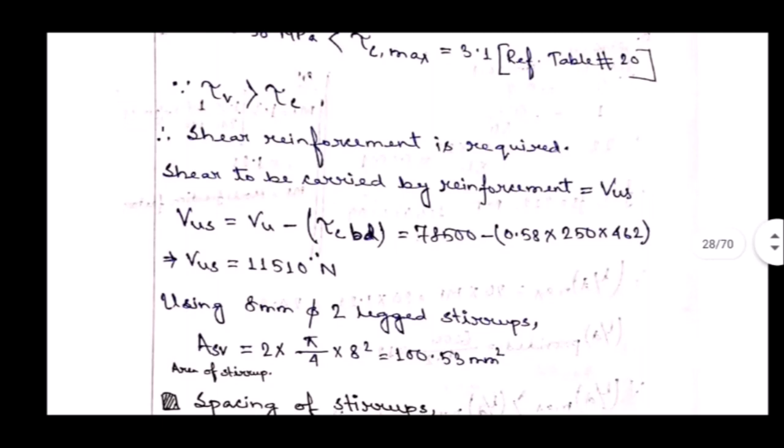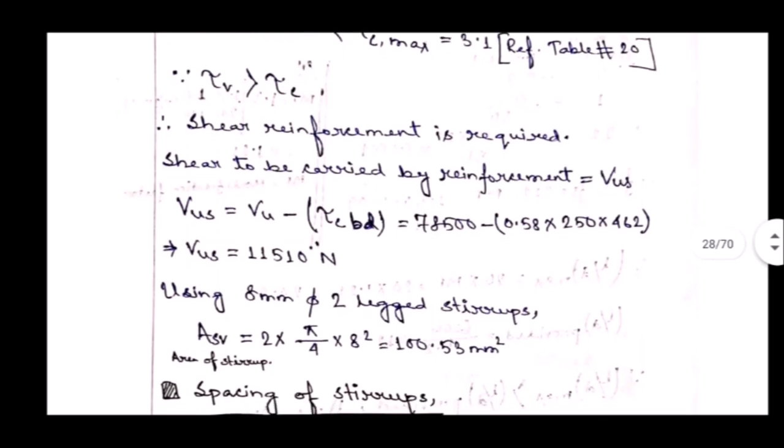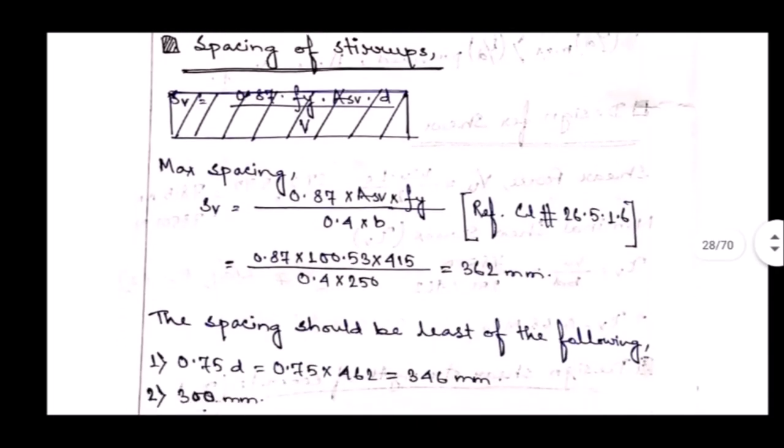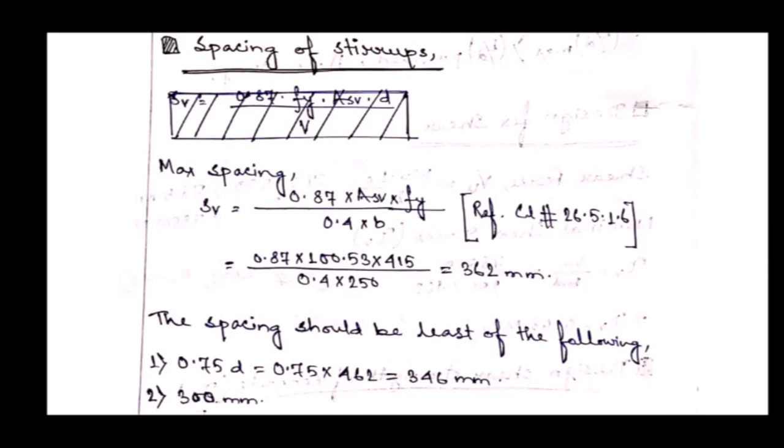11,510 newton. So using 8 mm dia 2-leg stirrup, now Asv, that means area of stirrup, is 2 into pi by 4 into 8 square, that is equal to 100.53 mm square. So now spacing of stirrup. So for the maximum spacing of stirrup, you may find the formula from clause number 26.5.1.6. Open your IS code book and open this clause number, you will find this formula. So Sv is equal to 0.87 into Asv into fy by 0.4 into b. So if we put every value here, the spacing is 362.